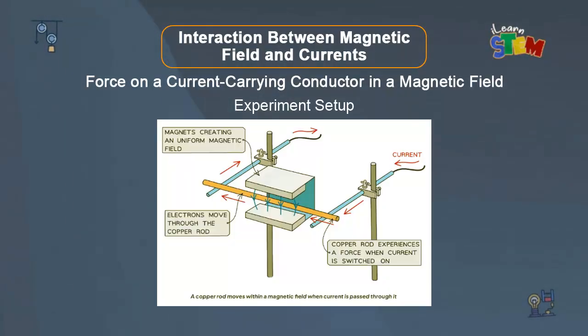Experiment setup. Imagine we place a copper rod, which acts like a wire, across two metal rails. These rails are inside a horseshoe magnet, which creates a magnetic field between its poles. Now, we pass an electric current through the rod. What happens? As soon as the current flows, the copper rod moves. This shows that a mechanical force is acting on the rod. The rod moves because the magnetic field interacts with the electric current.